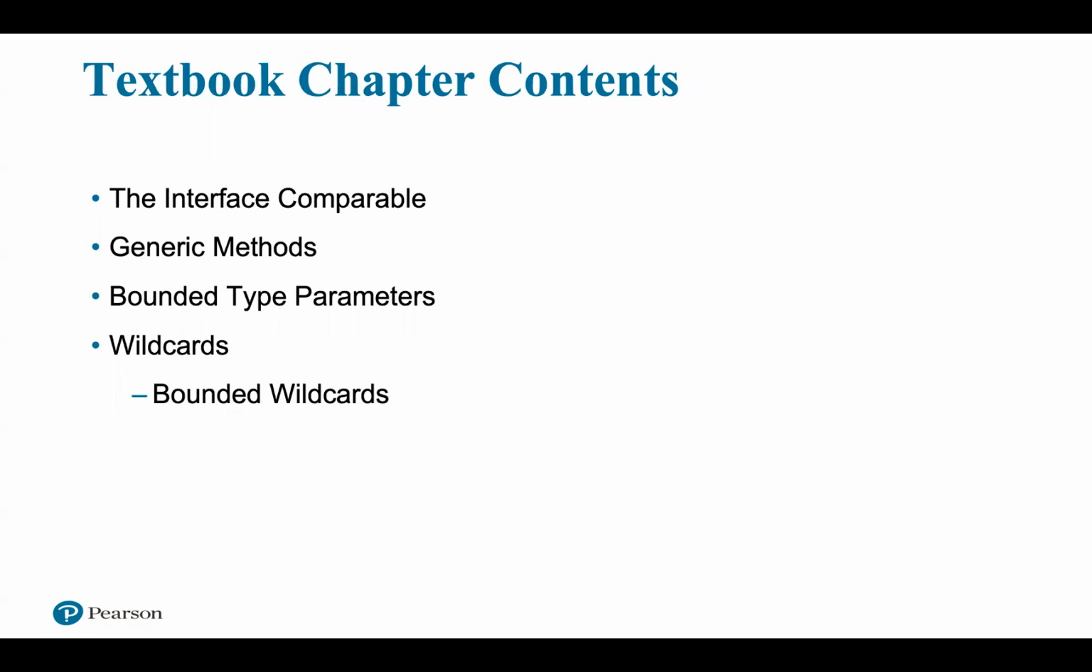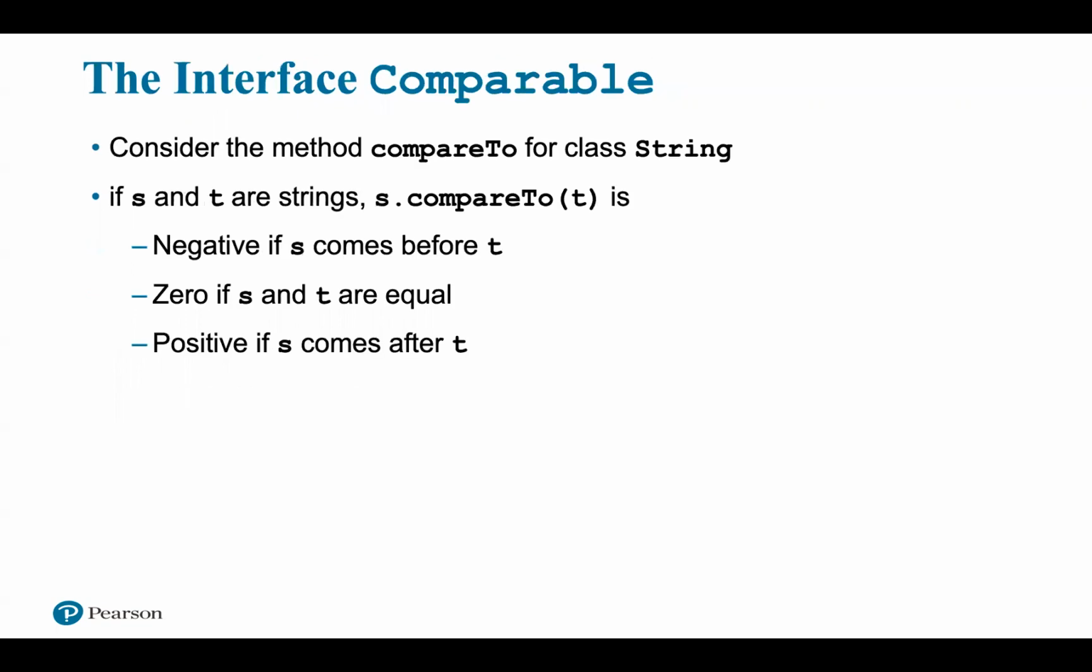We will use these aspects of Java in the next two chapters, which introduce ways to place objects into ascending or descending order. For the interface Comparable, the method compareTo, described in Supplement 1 online for the class String, returns an integer as a result of comparing two strings. For example, if S and T are strings, S.compareTo(T) is negative if S comes before T, 0 if S and T are equal, and positive if S comes after T. Other classes can have their own compareTo methods that behave in an analogous fashion.